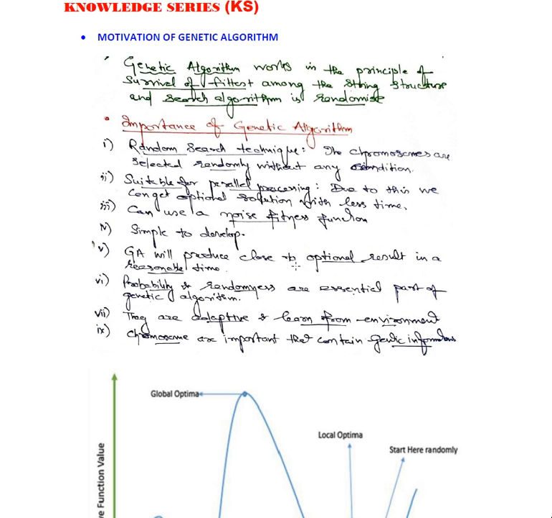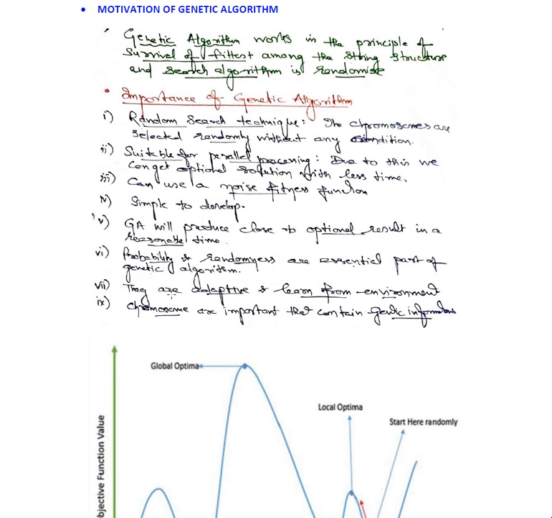Genetic algorithm will produce close to optimal results in a reasonable time. That means the genetic algorithm is search based. As we have been saying, it is a search based technique, so we will be able to find the best solution in a reasonable time. Probability and randomness are an essential part of the genetic algorithm. When we talk about randomness, probability and randomness are in close proximity in the case of genetic algorithms.